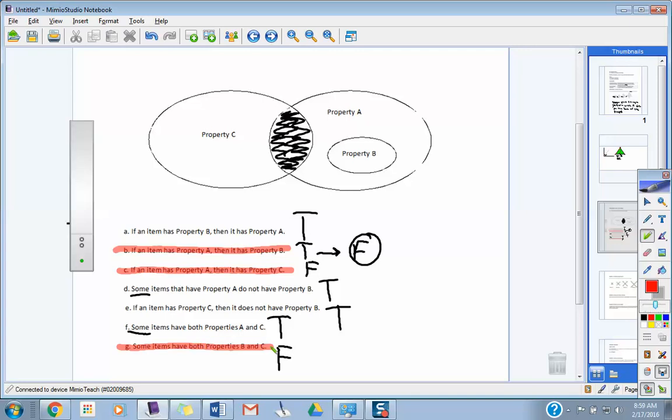Jacob, Andrew, you guys have which one? Last one? Sure. Letter G. So up there, some items have both properties B and C. I want you to draw something on that that would make that statement true involving property B and C, okay? You guys got it? Okay, go. So go ahead and erase that. Hey, where's that towel at? Clean that up.